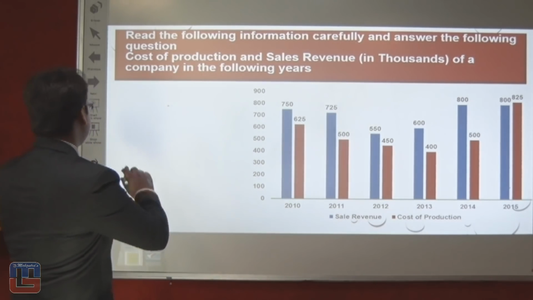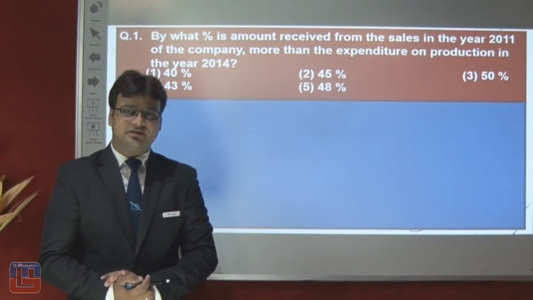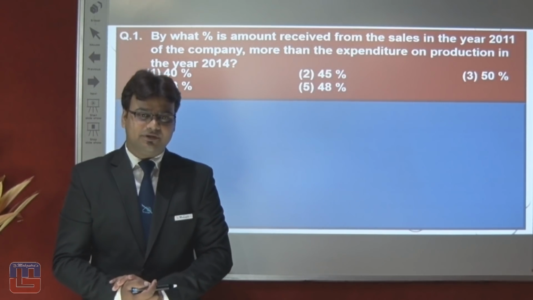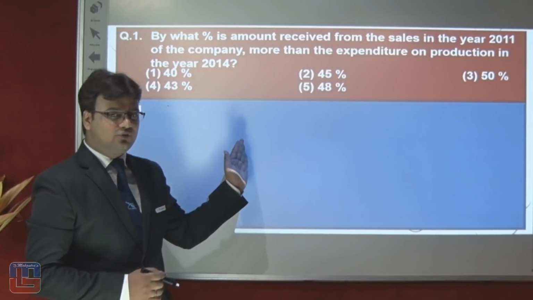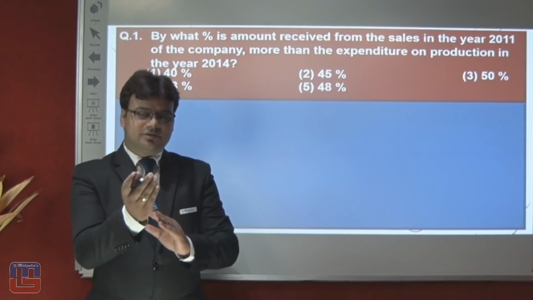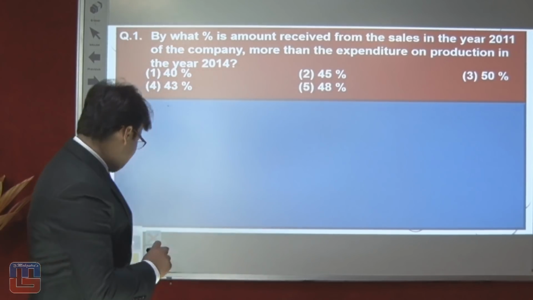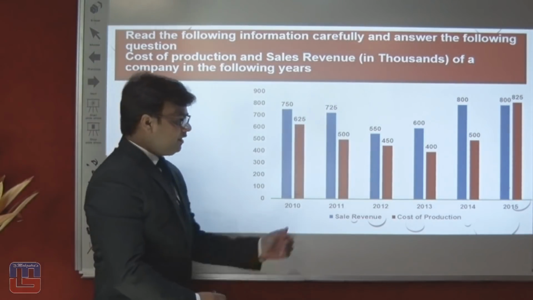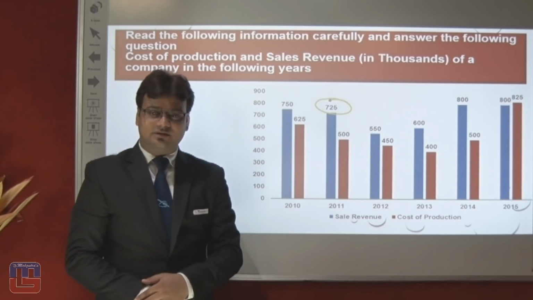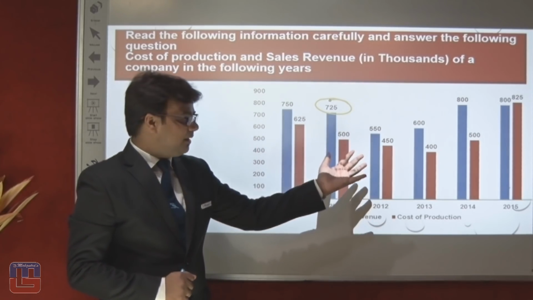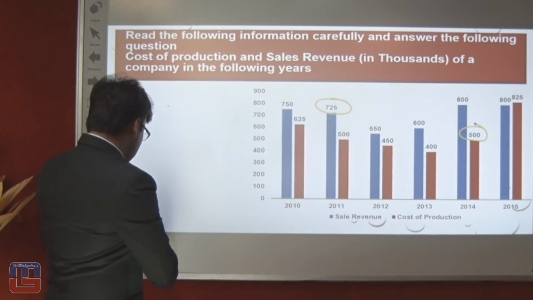First, what is the question? By what percent is the amount received from the sales in the year 2011 more than the expenditure on production in the year 2014? First we get the data. In 2011, the amount received is 725. In 2014, the expenditure is 500.